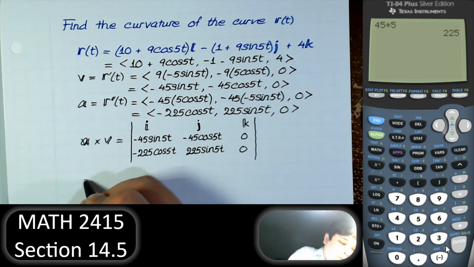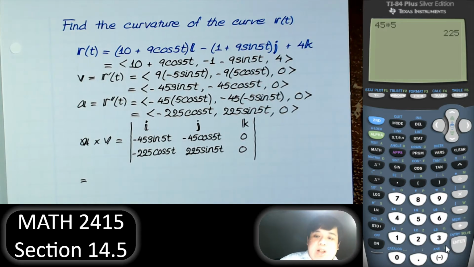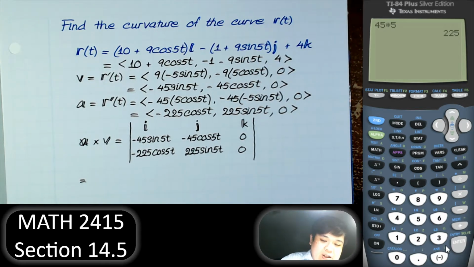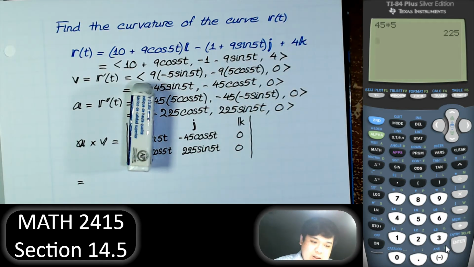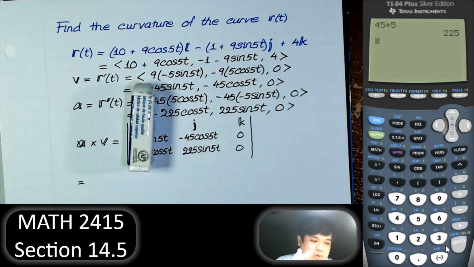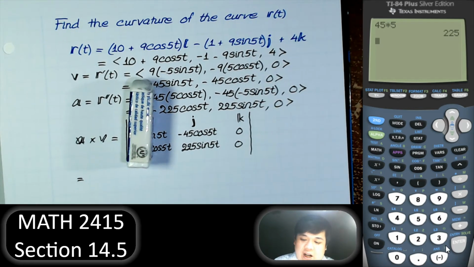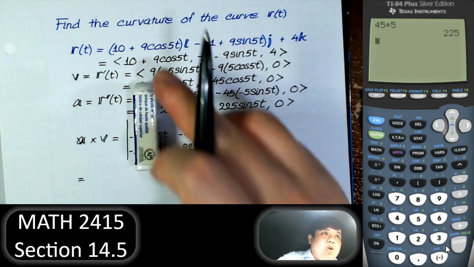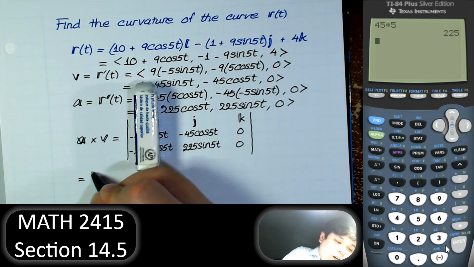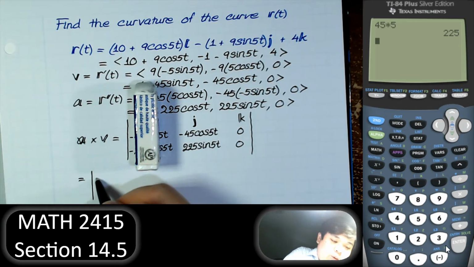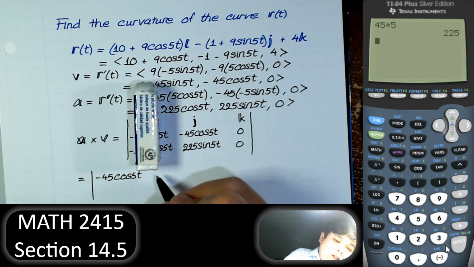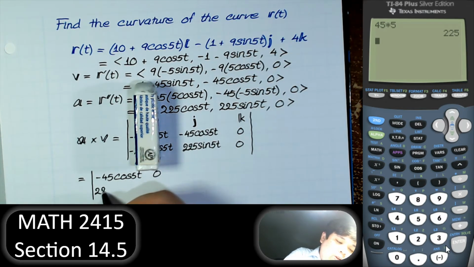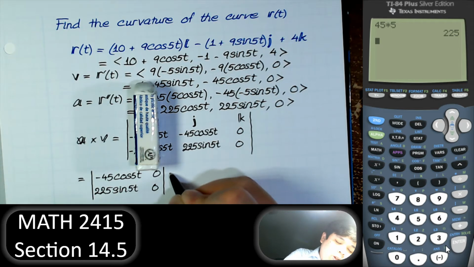Anyway, so now if we use the determinant, first cover the I component. Yeah, even though we have the 0, I still do that. Of course, always for the cross product, expand using the first row. So we will have negative 45 cosine 5t, 0, 225 sine of 5t, 0, I.